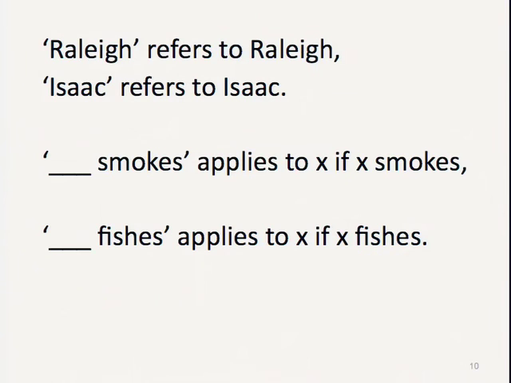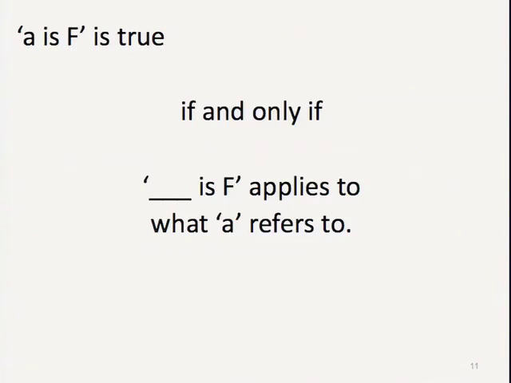Curiously appropriate. A language with two names and two predicates: Rolly, Isaac, smokes and fishes. How does that go? Well, here's your finite list of axioms. Rolly refers to Rolly, Isaac refers to Isaac, smokes applies to something if and only if it smokes, fishes applies to X if and only if X fishes, and then you get the general rule.